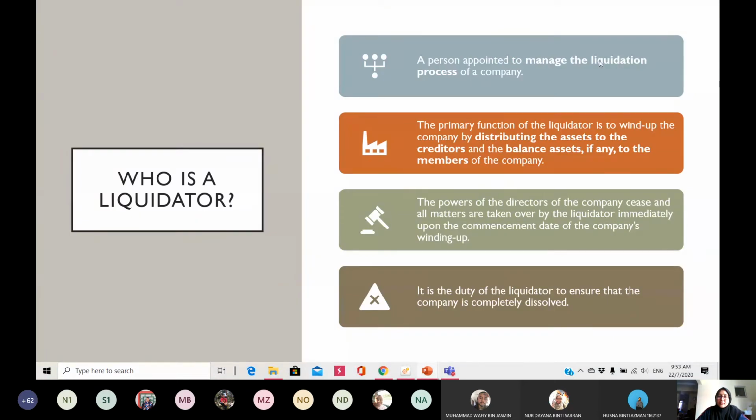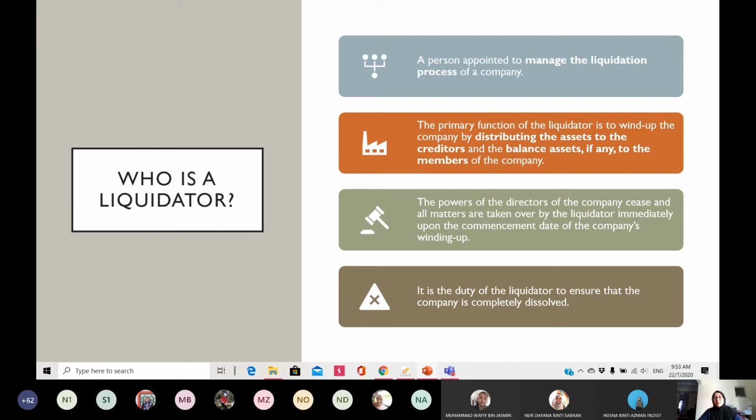He is the person appointed to manage the liquidation process of a company. Primary function dia adalah to manage the liquidation process, that is to wind up the company by distributing the asset to the creditors and the balance asset, if any, to the members of the company. The powers of the director of the company cease and all matters are taken over by the liquidator immediately upon the commencement date of the company's winding up.